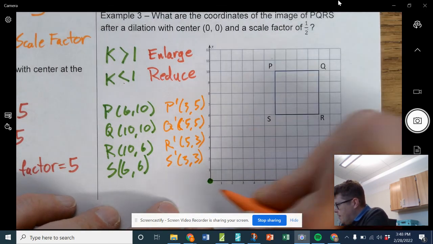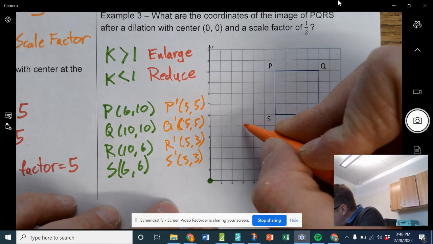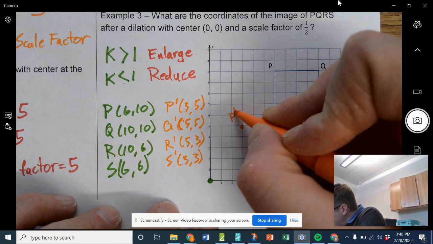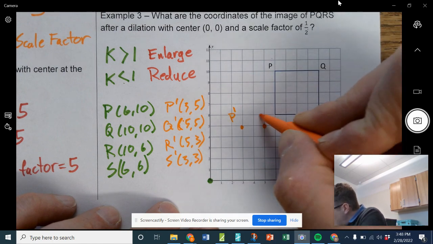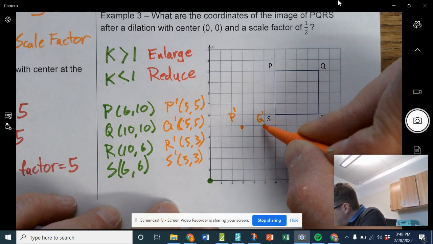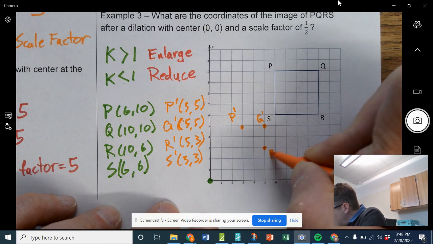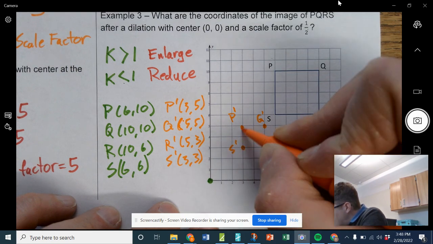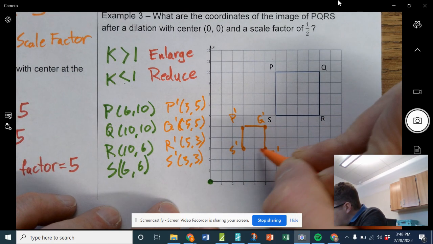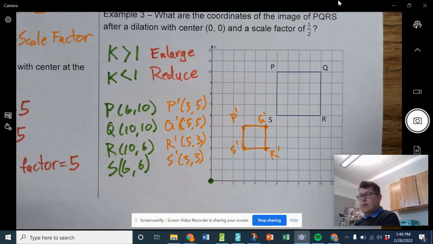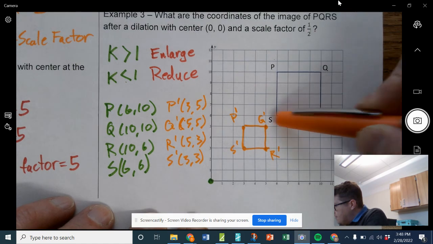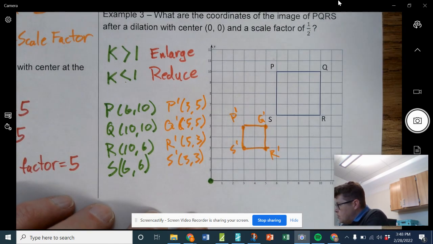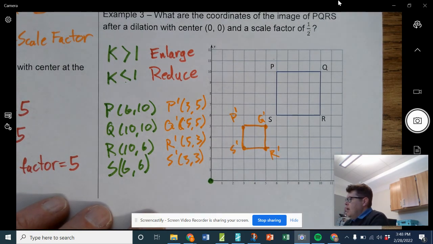So now we've got 3, 5. We go over 3 and up 1, 2, 3, 4, 5. That's P prime. Q prime is right there, 5, 5. And then 5, 3 for R prime, and 3, 3 for S prime. You'll notice that that is half as big, right? This square is 4 by 4. This square is 2 by 2. So half the size of it.